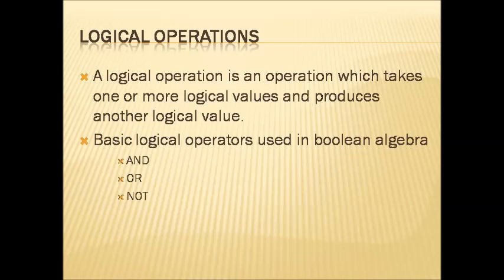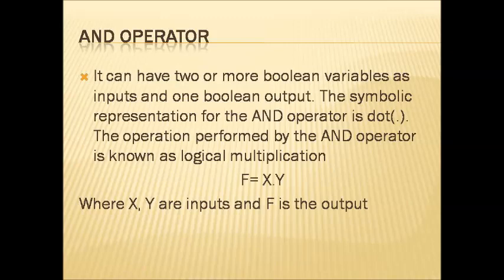So here we can see more detail about the AND operator. When we say the AND operator, actually it is the logical multiplication. And the symbolic representation is we use the dot, right? Suppose x and y are two Boolean variables. The logical multiplication x dot y is the logical multiplication of x and y.